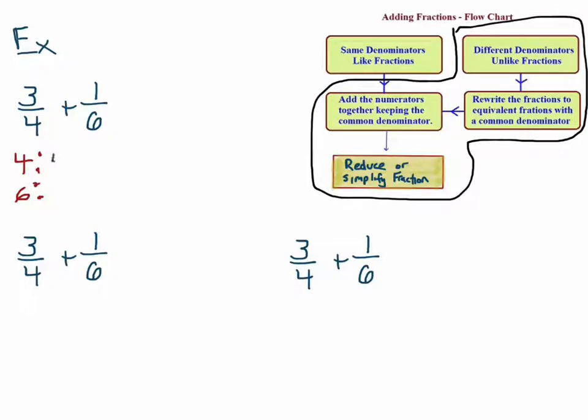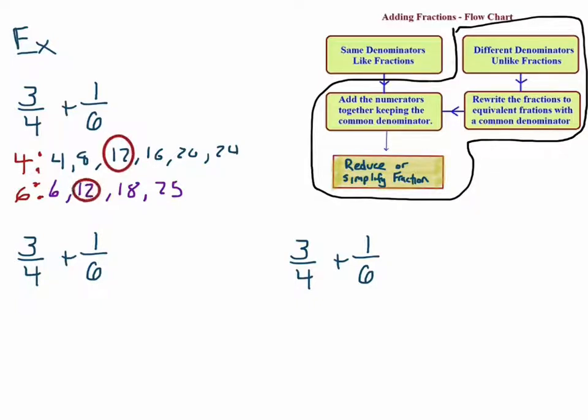So 4 times 1 is 4. 4 times 2 is 8. So just write down all the numbers 4 goes into: 12, 16, 20, 24. We'll stop there. Alright? Now 6. What does 6 go into? 6, 12, 18, and hopefully you guys have already seen it, 24, we got 12 actually here. So we're going to pick the least common denominator, 12.